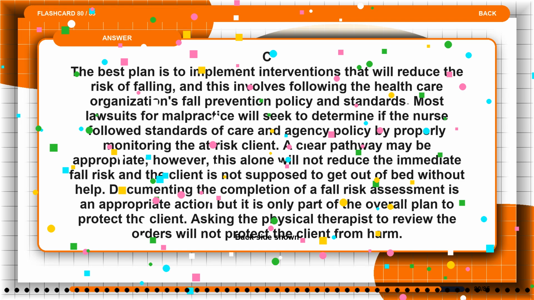The answer is C. The best plan is to implement interventions that will reduce the risk of falling, and this involves following the healthcare organization's fall prevention policy and standards. Most lawsuits for malpractice will seek to determine if the nurse followed standards of care and agency policy by properly monitoring the at-risk client. A clear pathway may be appropriate.